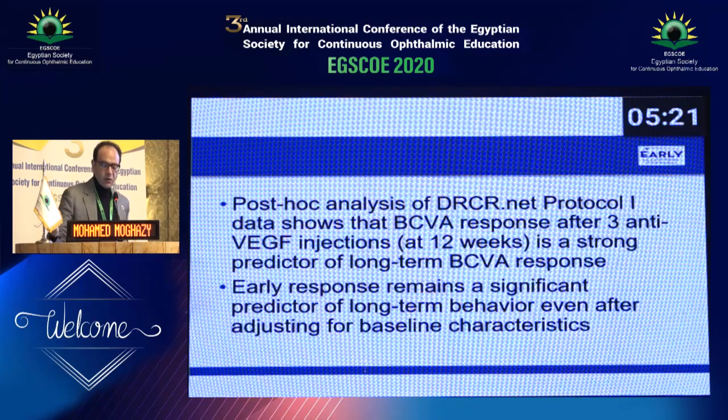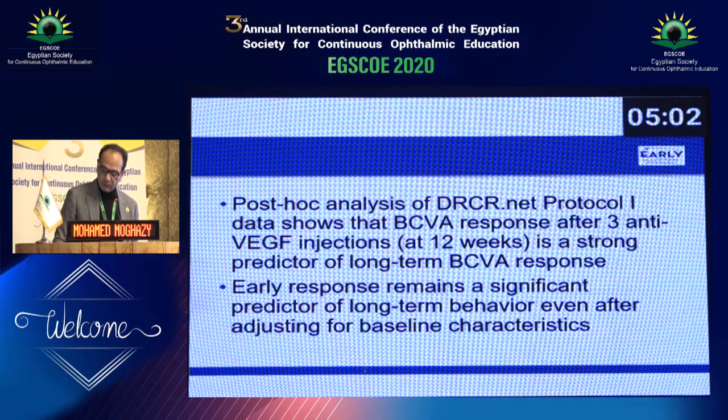So, to conclude, the post-hoc analysis of Protocol I data showed that best-corrected visual acuity response after three anti-VEGF injections at 12 weeks is a strong predictor of long-term best-corrected visual acuity response in most of the cases, not all the cases, of course. And early response remains a significant predictor of long-term behavior, even after adjusting for baseline characteristics.